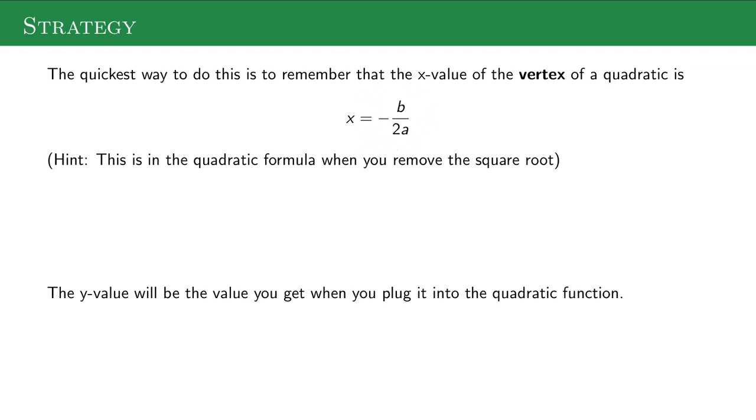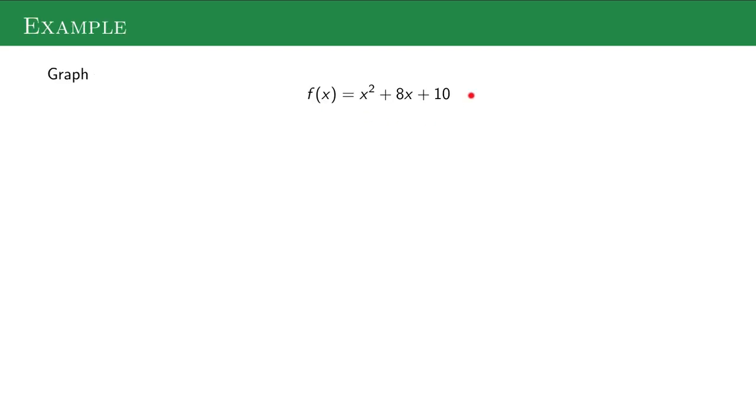And if I know the x value, I can always find the y value by just plugging it in. x and y values are always related because the x plugs in to get y. So let's say I want to graph this. This is not in the vertex form. It's not telling me exactly how far left or right to go. So I need to figure out the vertex.